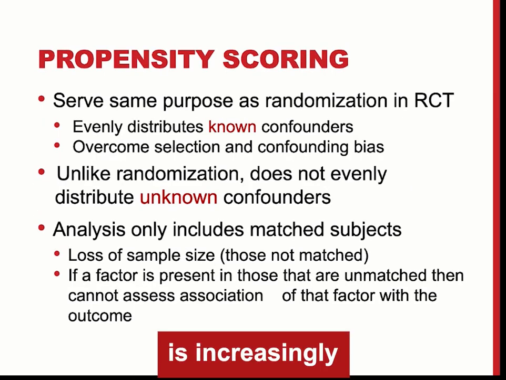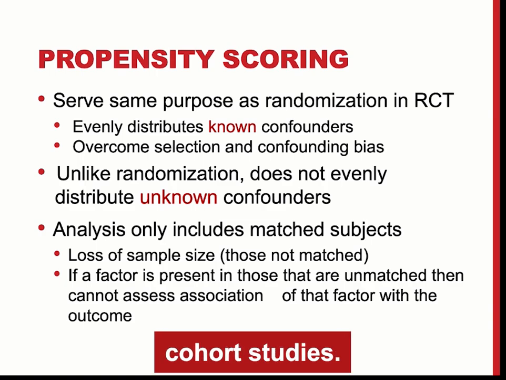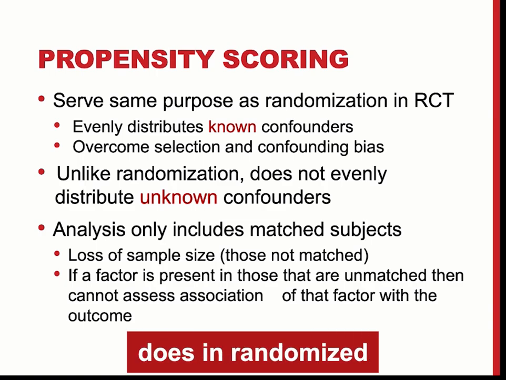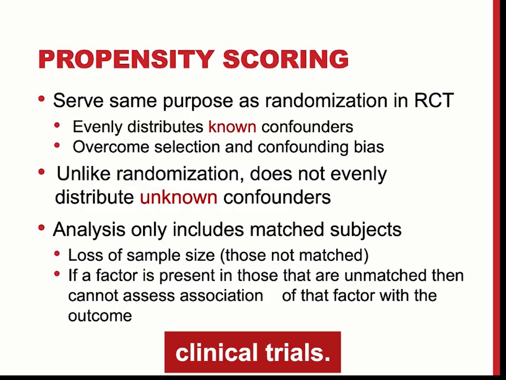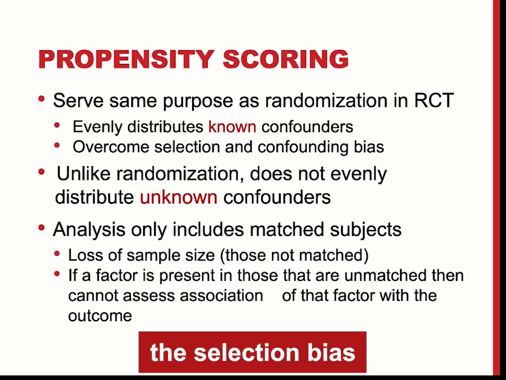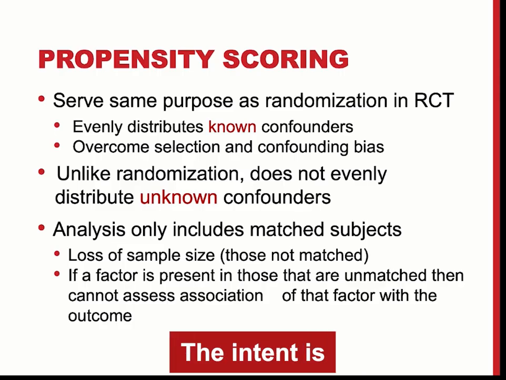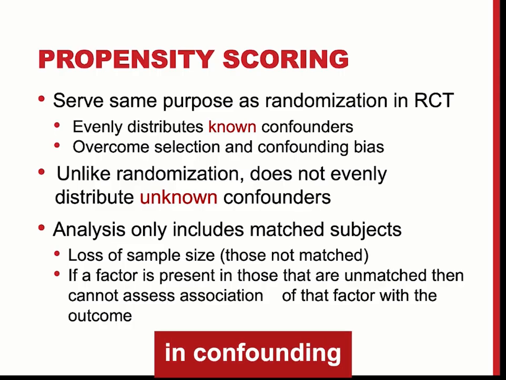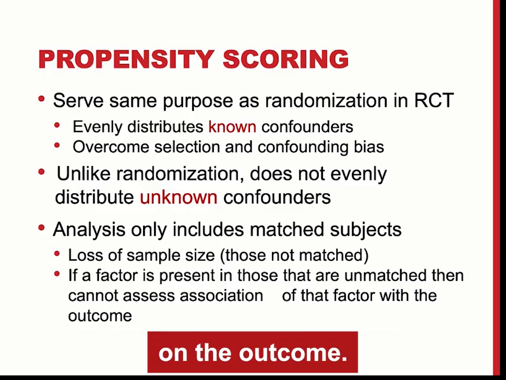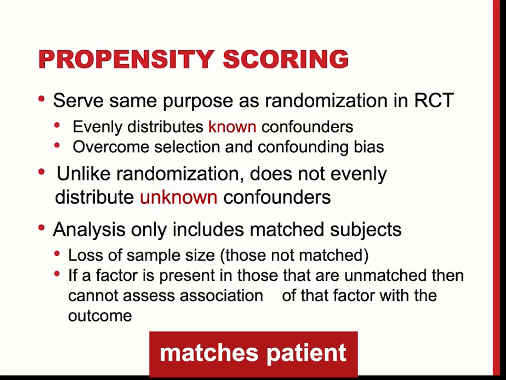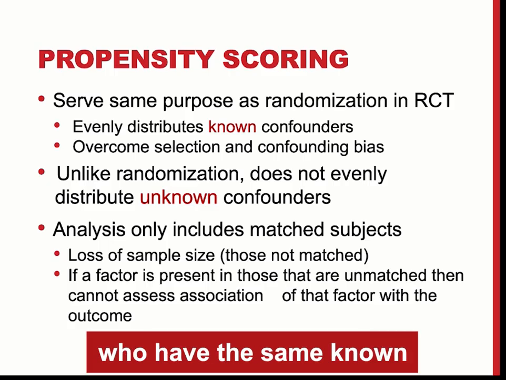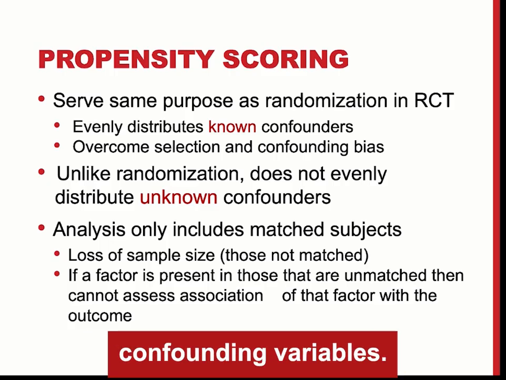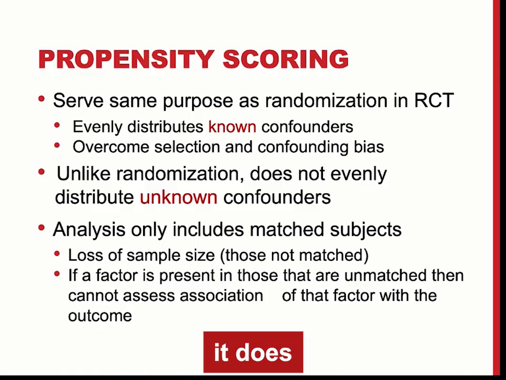Propensity scoring is increasingly being used in cohort studies. It serves the same purpose as randomization does in randomized clinical trials. Propensity scoring can overcome the selection bias and confounding bias inherent to observational studies. The intent is to have groups that are comparable in confounding variables so that you can assess the association of the factor of interest on the outcome. Propensity scoring matches patients with other patients who have the same known confounding variables. Unlike randomization, it does not match for unknown confounders.